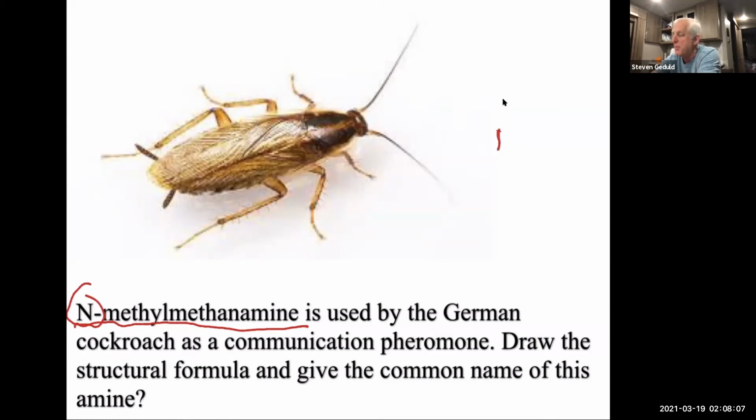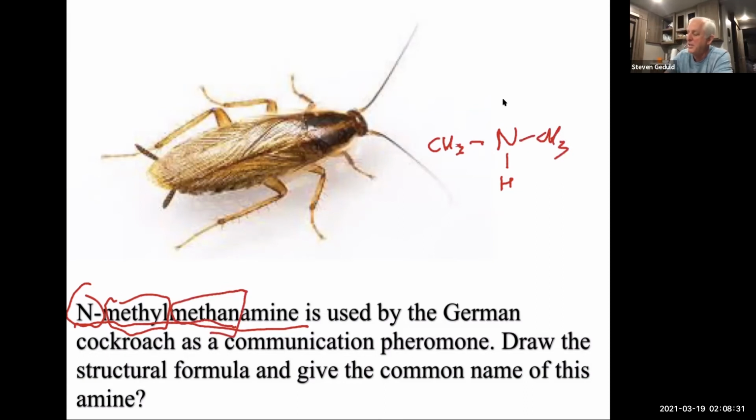So we got an amine, so we got a nitrogen, and we know it's a secondary. So we got 1 hydrogen. And we got a methyl group, which says right here, methyl is our attachment. So one attachment is CH3, and another attachment is methane also. It says methane amine. CH3. That's the structure formula right there. CH3 and CH3 and a hydrogen.